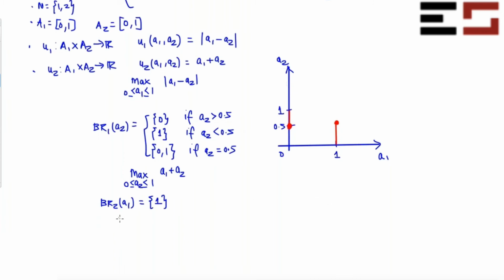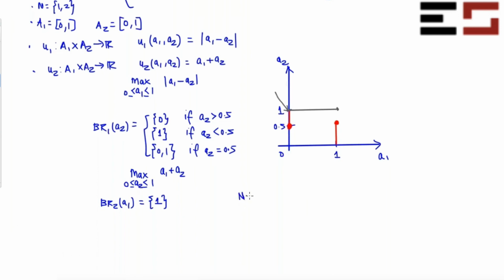Similarly, we can plot the graph of BR2. Notice that no matter what action player 1 chooses, the best response of player 2 is always 1. So this is the graph of BR2. Is that okay? And where is the intersection? You can see this is the intersection.